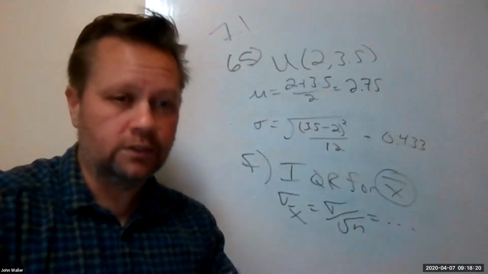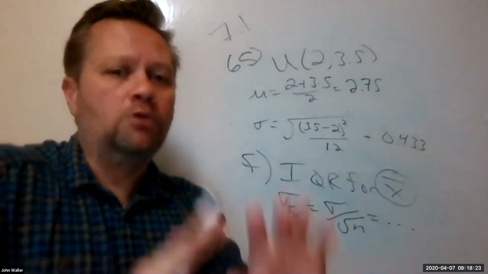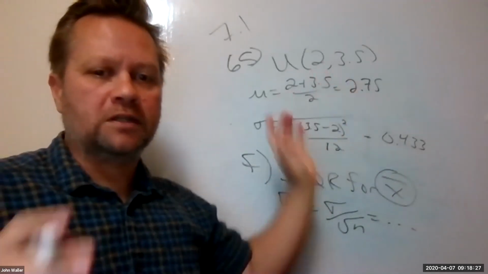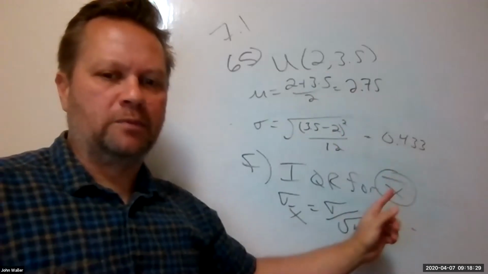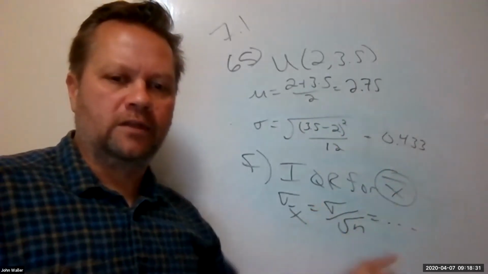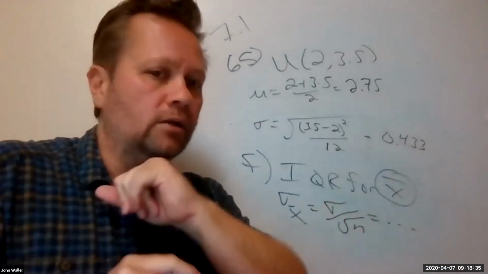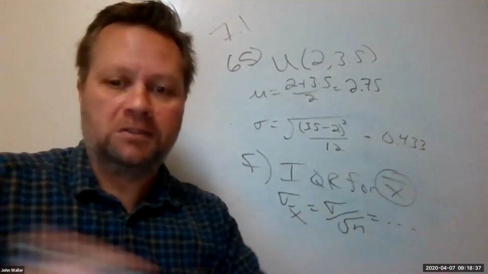You've got to figure out what the new standard deviation is. I don't care what the original distribution was. We took a sample and we're talking about the sample means, therefore this changes. And since the sample was more than 30, it's now normally distributed. Okay.